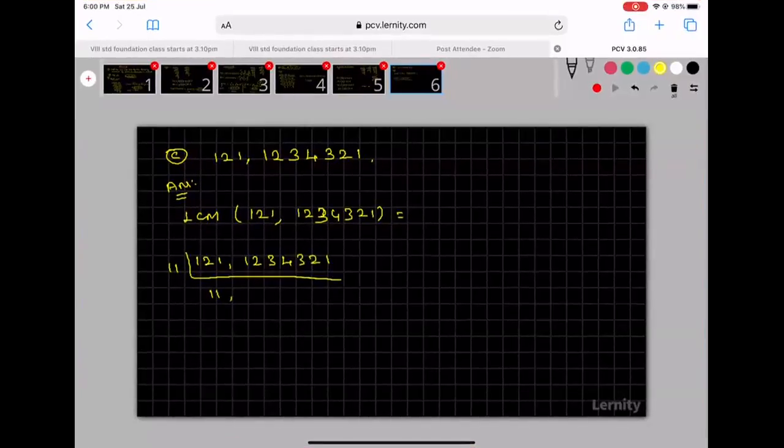And here I am getting the value 1 1 2 2 1 1. Then again, I am going to divide with 11, 11 ones are 11. Then here I am getting 1 0 2 0 1. So this is the least value I am getting here. So I can find the LCM here: 11 into 11 into 1 0 2 0 1. So my answer is the same I am getting here.